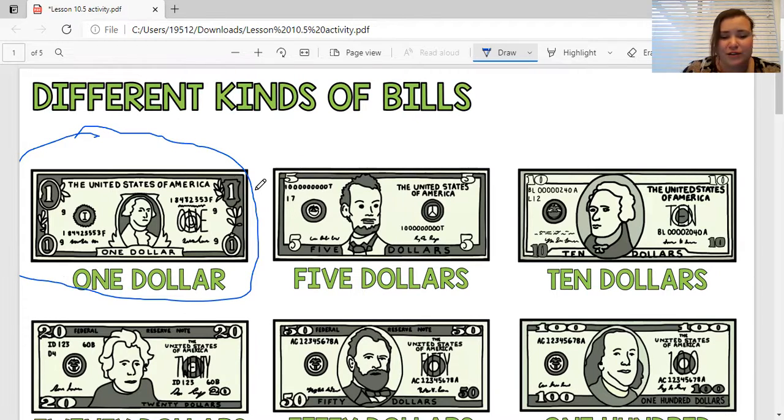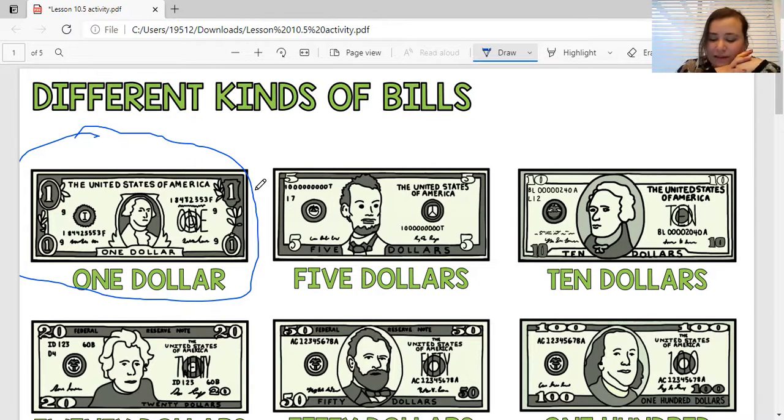So how many quarters would you have to trade for a dollar bill? Right, 4 quarters. 25, 50, 75, 100, which is 100 cents, and 100 cents is $1. Great job, friends. How many dimes would you need? Let's count. We have to get to 100 cents, and we know a dime's value is 10 cents. So 10, 20, 30, 40, 50, 60, 70, 80, 90, 100. So we need 10 dimes.